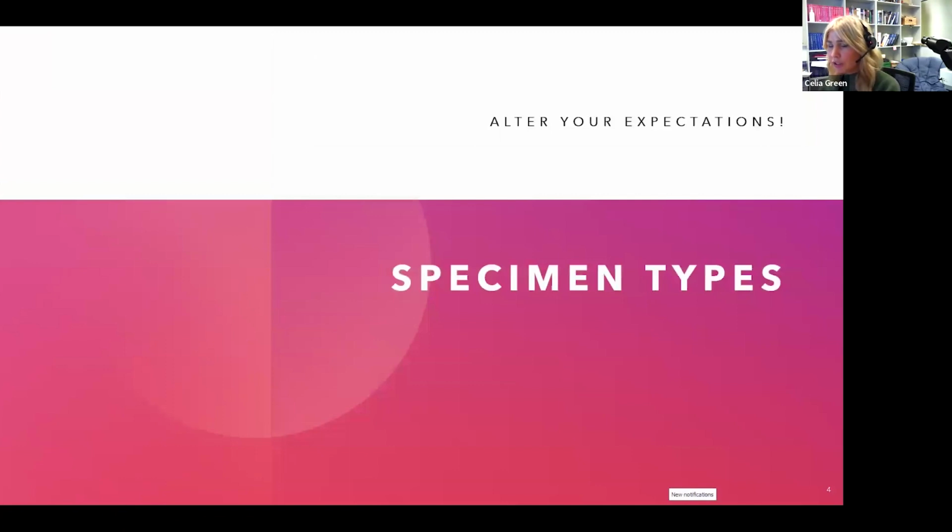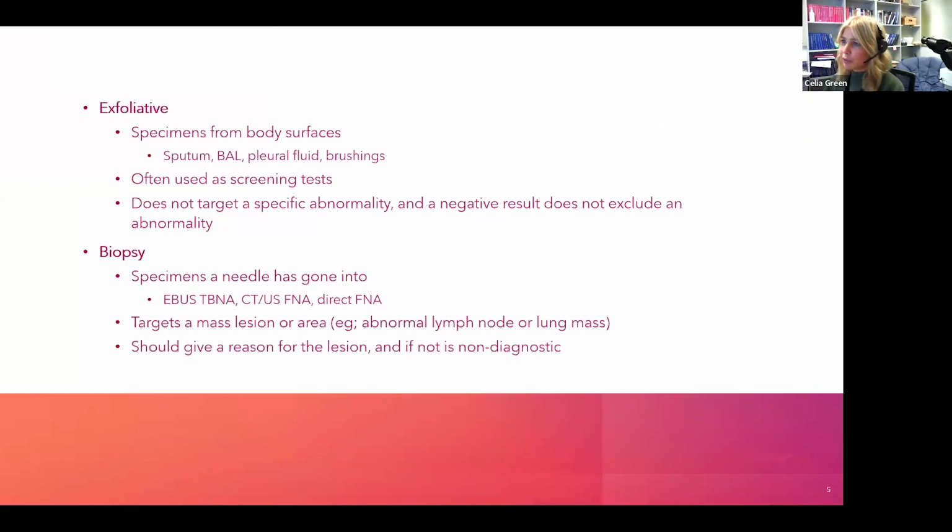So specimen types, you need to alter your expectations depending on where your specimen comes from. We tend to divide specimens into exfoliative and biopsy specimens in cytology. Exfoliative specimens come from body surfaces, whereas biopsy specimens come from specimens that a needle has gone into. Exfoliative specimens in respiratory usually are sputum, BALs, pleural fluid, and even brushings kind of comes under this category. Whereas when you put a needle in to biopsy at CT, ultrasound, or you do a direct FNA, or in EBUS, you're biopsying nodes, this is a separate process.